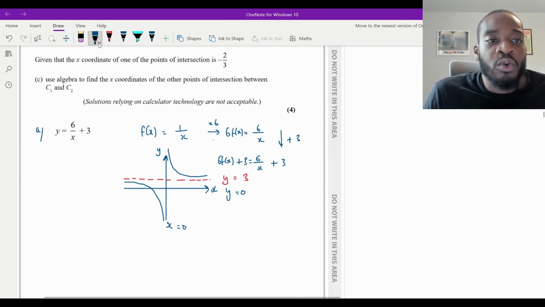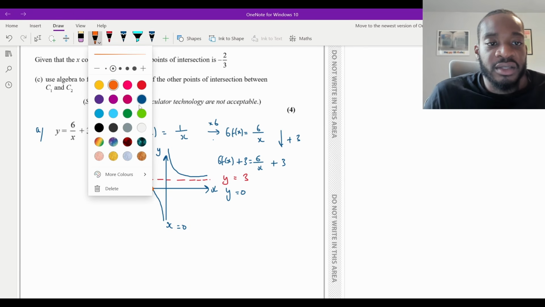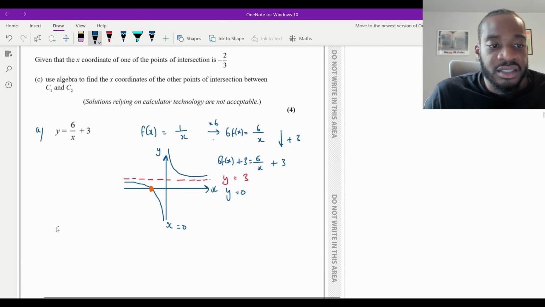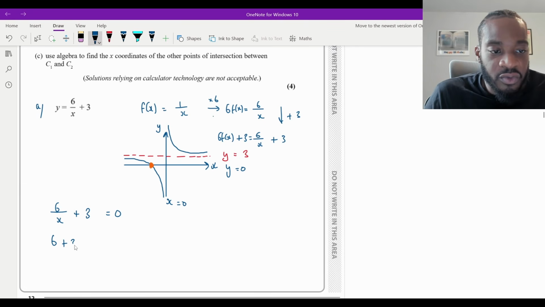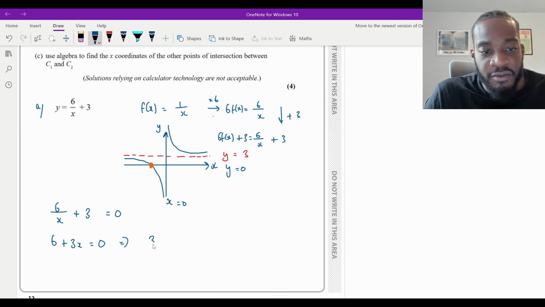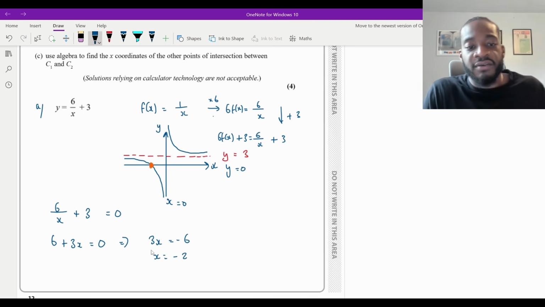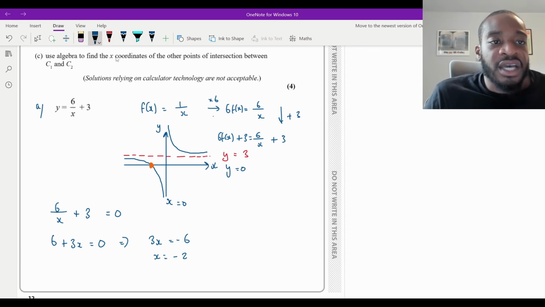That is going to be the asymptote. Now, the point of intersection with the coordinate axes is right over here. That is when y is equal to 0. So all we need to do now to get that is just to set 6 over x plus 3 equal to 0. Let's times everything by x just to get rid of the denominator. That's going to be 6 plus 3x is equal to 0. Take the 6 over. 3x is going to equal minus 6. That means that x is going to equal negative 2. Minus 6 divided by 3. So this here is minus 2.